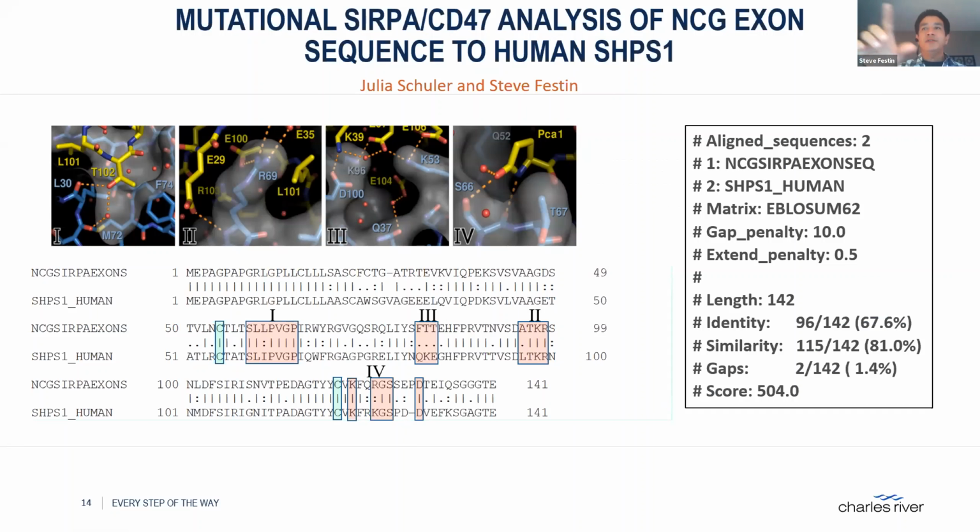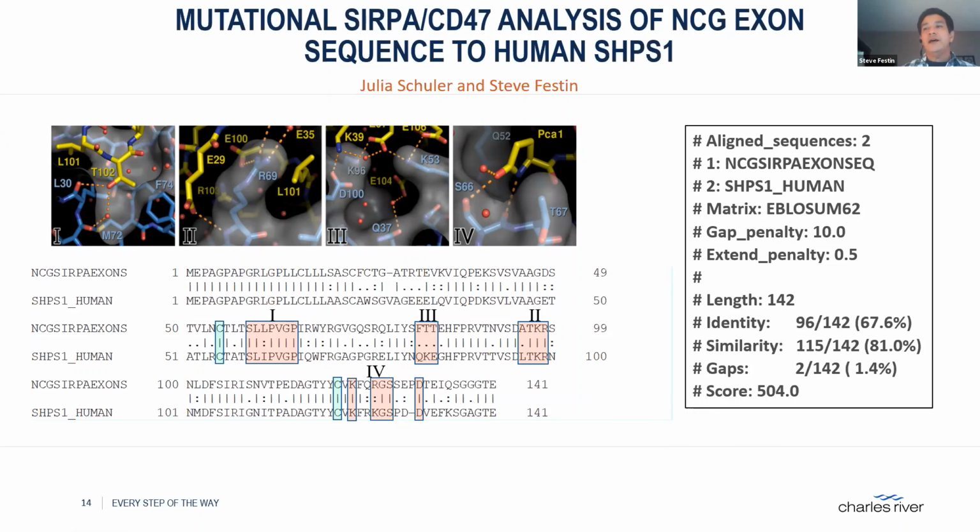And in this alignment, looking at the contact points between key amino acids, between CD47 and SIRP-alpha, which really is associated with the recognition of self versus non-self, we found that the NCG has significant human-like character within these sequences. So this is part of what makes it permissive for the humanization.